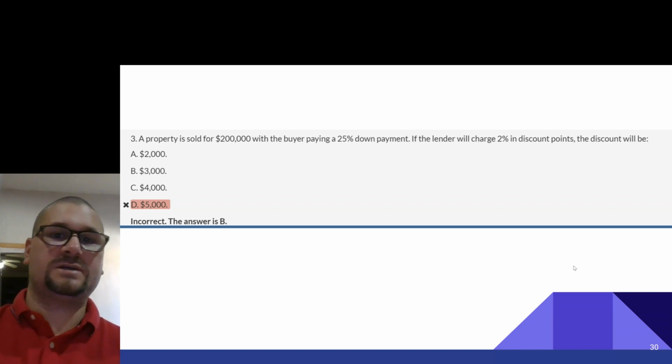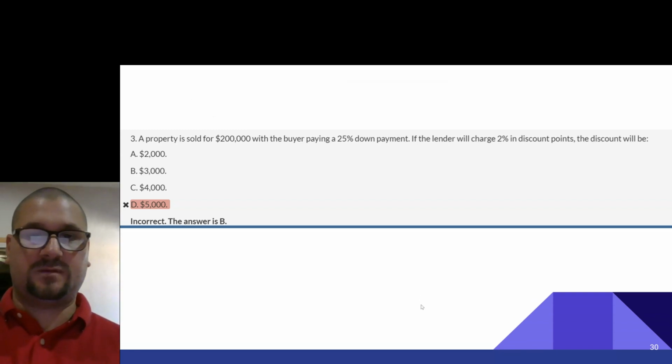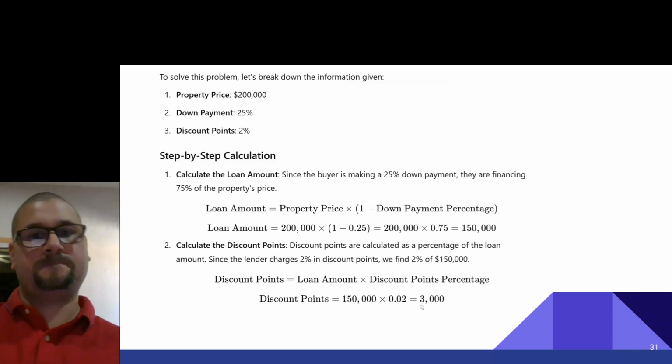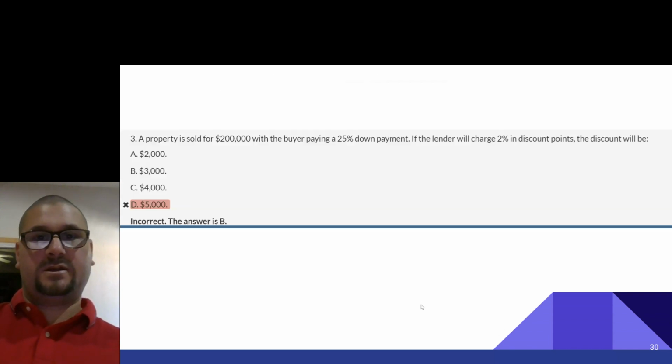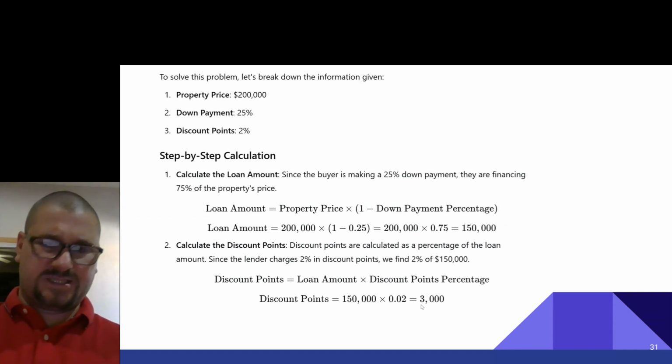So property sold for $200,000 with the buyer paying 25% down payment. So again, 2% is the discount points. So 2% of the loan, what's the loan? So we got to figure that out. So the property price is $200,000, and the buyer put down 25% down payment. So that's 75% of 200,000, which is 150,000. That's the loan amount. Discount point is 2% of the loan, which is $3,000.